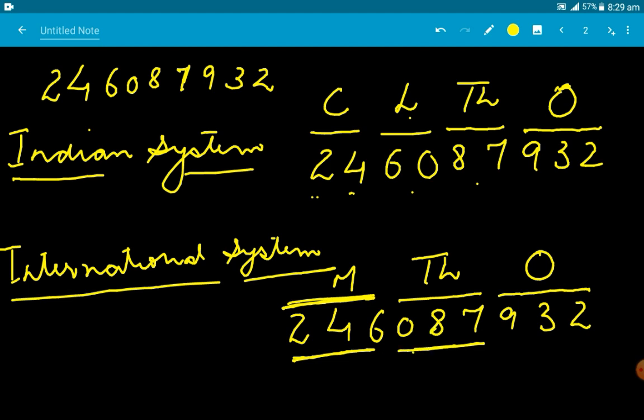This 0 in this period has the place value 0. So the number will be read like 87,932. So these were the two systems of numeration. The first one is the Indian system and the second is the international system. We have done the comparative study also.